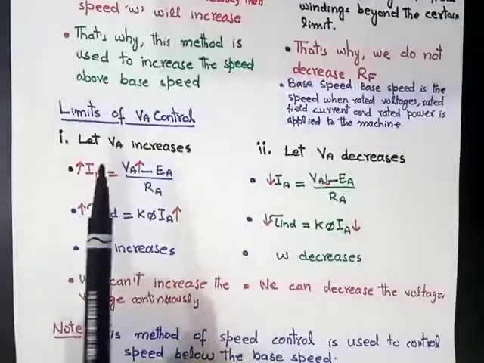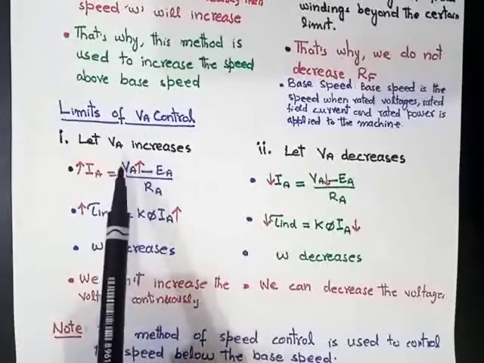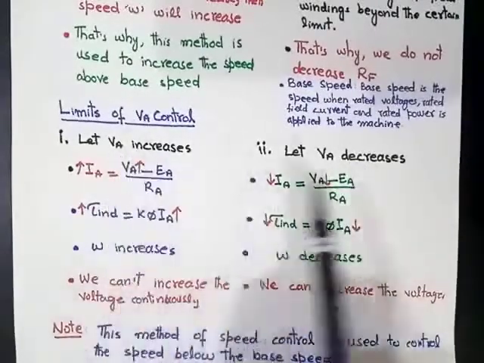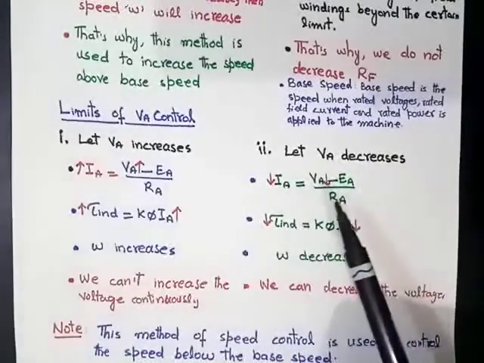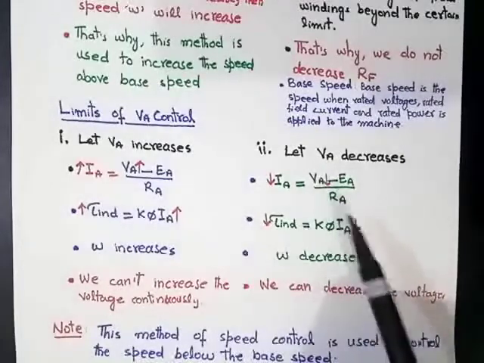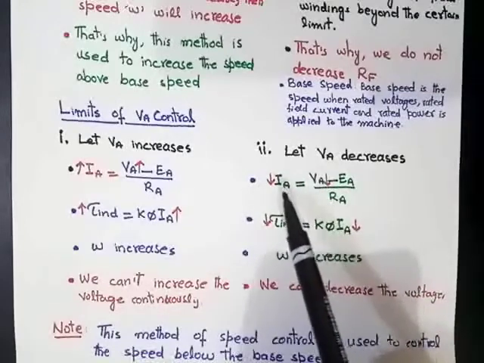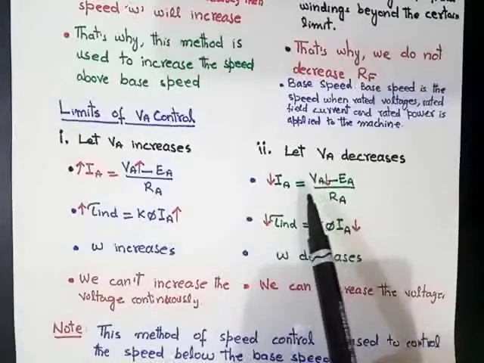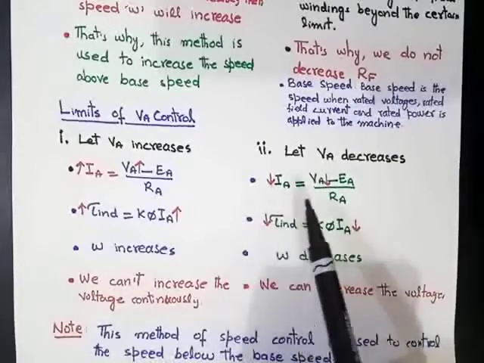Next one is the armature voltage control. As we have already discussed, the armature voltage can be increased or can be decreased. When the armature voltage decreases, as we know, IA is equal to VA minus EA over RA, the armature current will decrease as well, because the relationship between armature voltage and armature current is directly proportional.